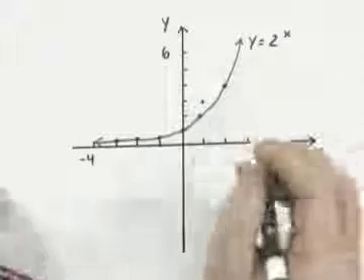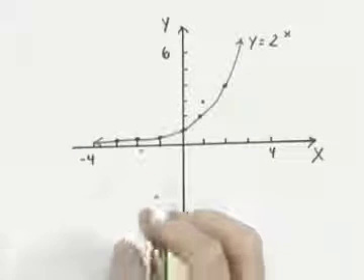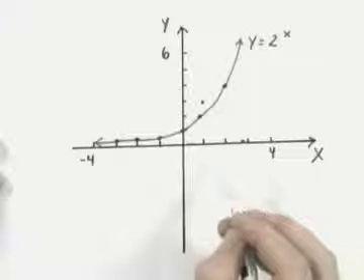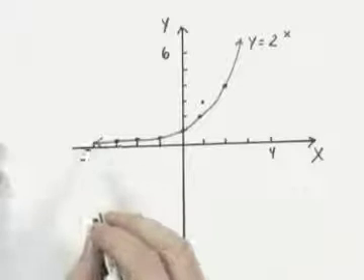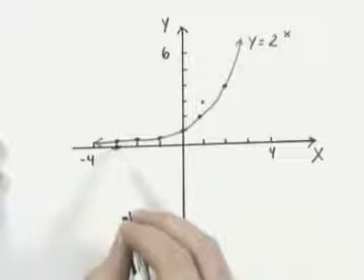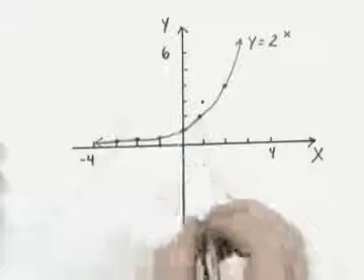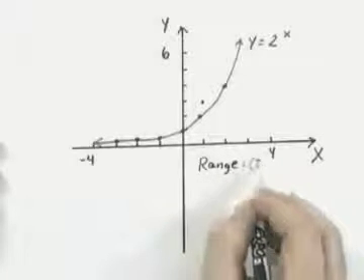What are some of the things that we should notice about the graph of this function? Well, we should notice first that its domain, again, is all real numbers. What about the range? Well, clearly, y can never equal 0 because 2 to the x equals 0 does not have a real solution. So the range is all positive real numbers. That is, the range is the interval 0 to infinity.